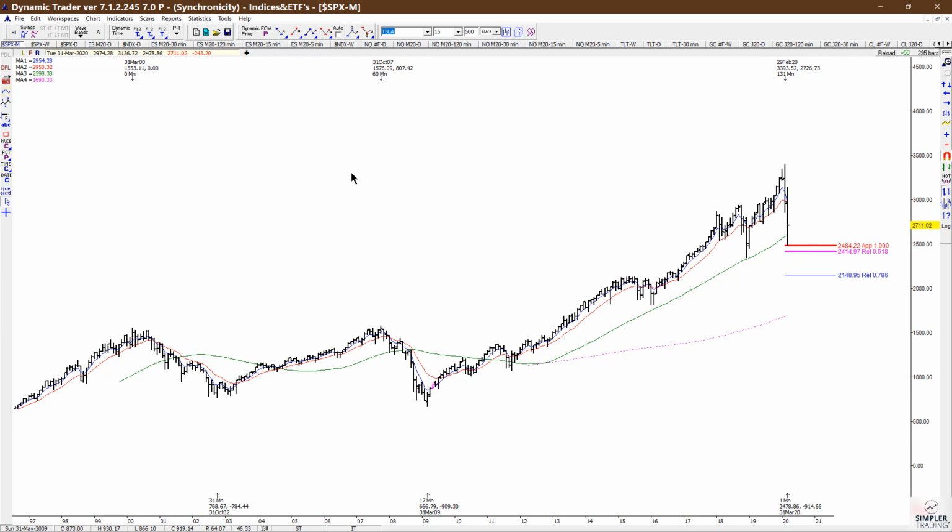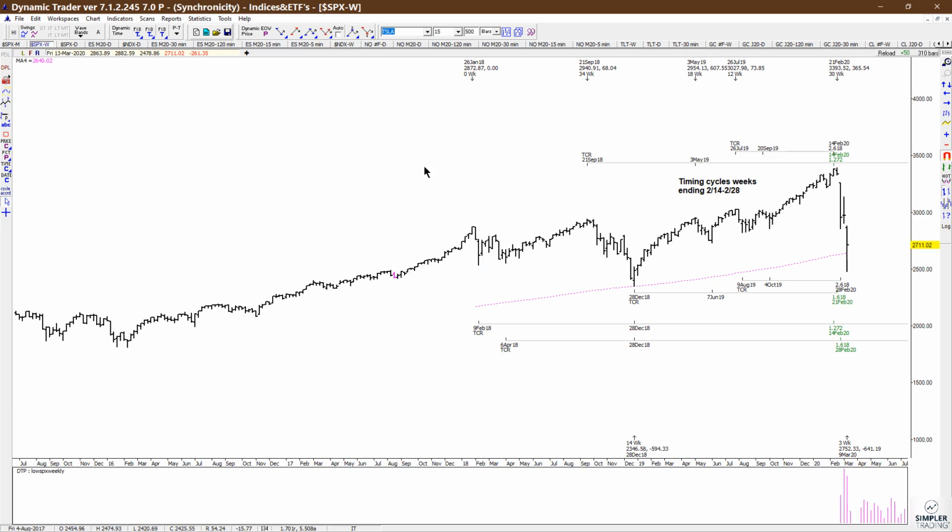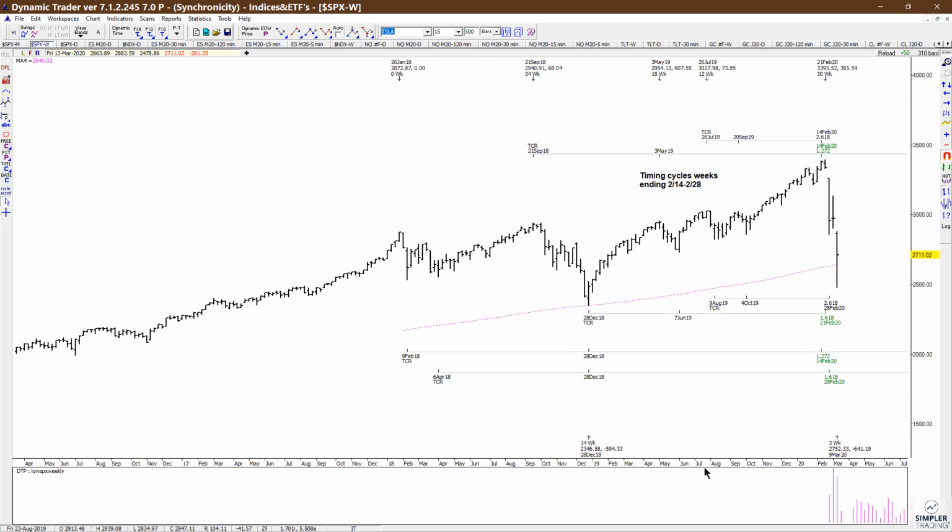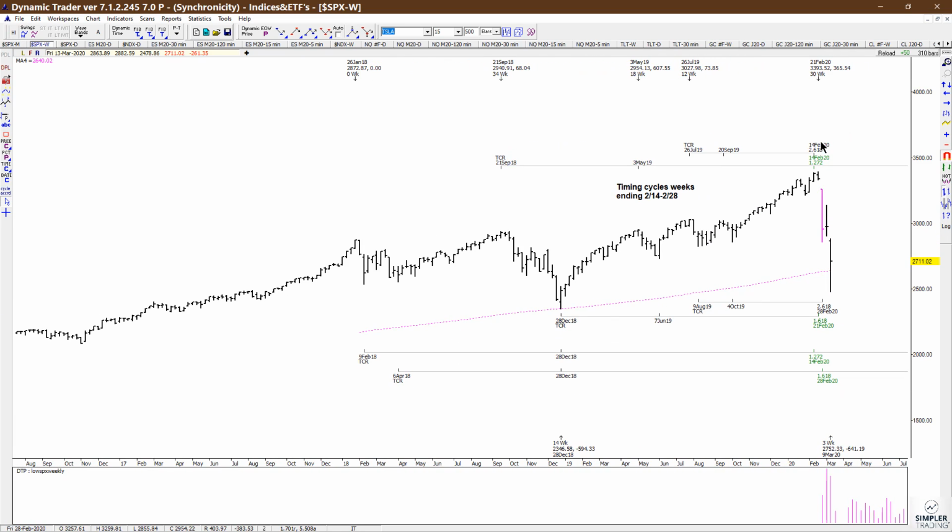Then what else we looked at was the timing. We did have the cycles in February that were suggesting a possible high, but it was such a wide zone that we had to fine tune that with the daily cycles. Now we're going to do the same thing. We're going to look for the next possible low.